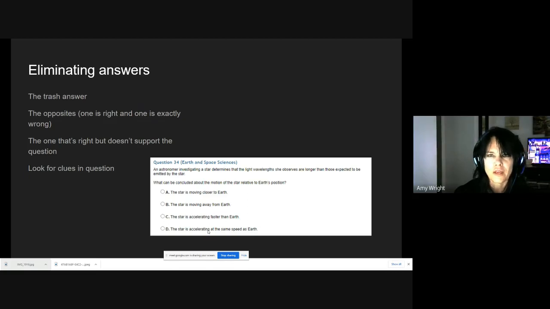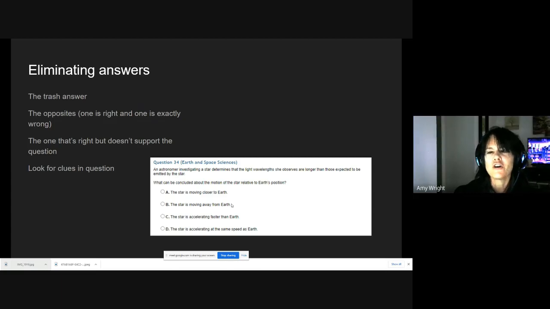So what I'm trying to tell you is this is a normal trick that the OGT uses, right? You have the right answer and you have the opposite of the right answer. The star is accelerating faster than the Earth. You can eliminate that one, because we have opposites here. The star is moving closer to the Earth. The star is moving away from the Earth. If you've ever done tutoring with me, and once I make the astronomy video, you'll know that if there are longer wavelengths, that means that the star is moving away from the Earth.